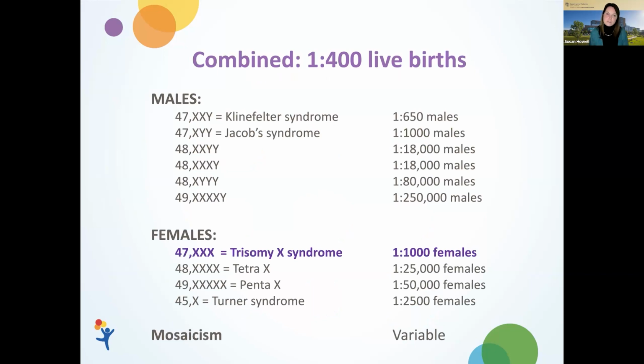And together, combined, when we're talking about sex chromosome aneuploidies, they're really common. They occur in about 1 in 400 live births. We'll see that the most common of the SCAs is Klinefelter syndrome, being 1 in 650 males, but trisomy X occurs in approximately 1 in 1,000 females, as does XYY. So it's a relatively common condition that we can see in the general population.